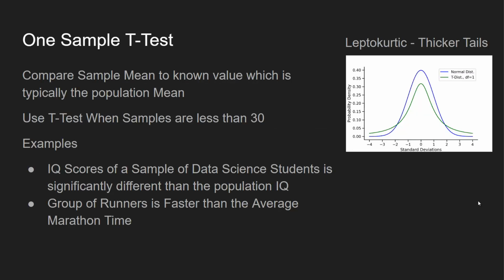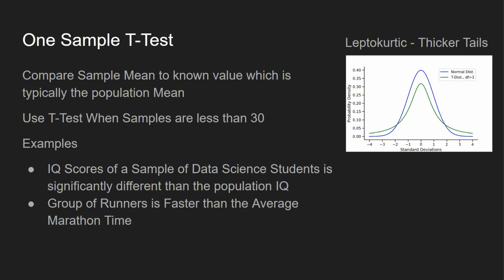All right, so a lot of information to cover. Let's go through this one sample t-test before we start coding. So one sample t-test, you usually want to compare a sample mean to a known value, which is most likely going to be the population mean. And you want to use a t-test when the sample size is going to be less than 30.